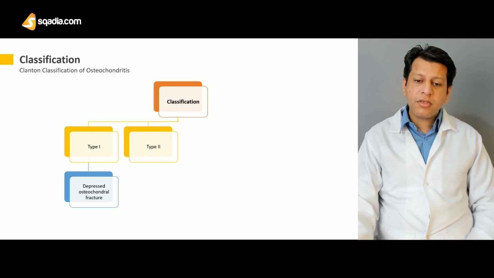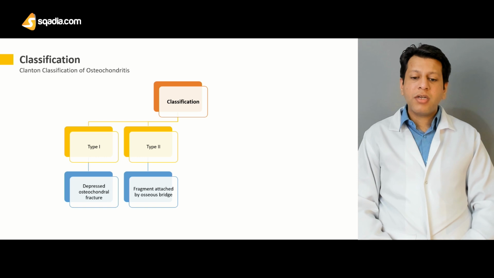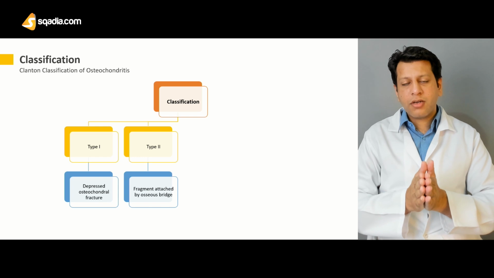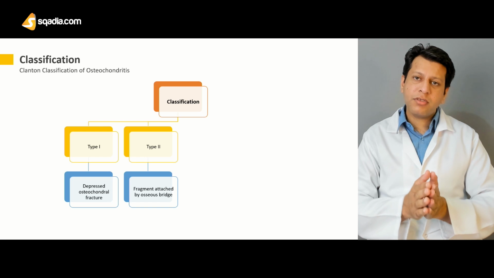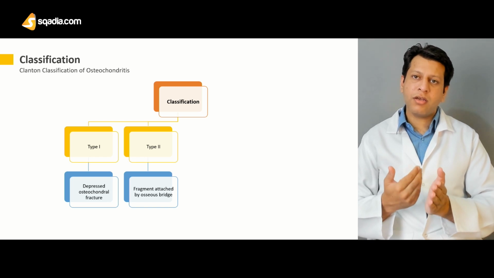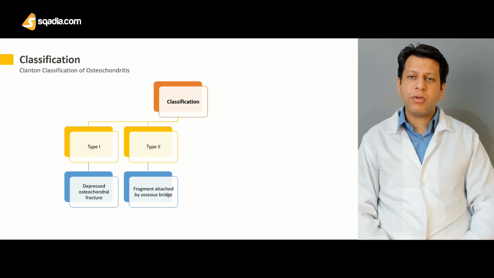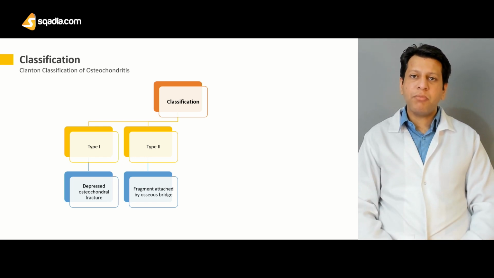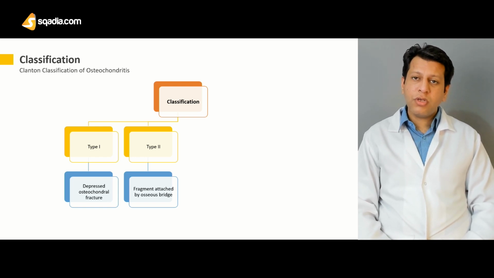From there, type 2 comes in. This is a slightly more advanced stage of the disease in which the fragment is attached by an osseous bridge. As you know, the cartilage and the subchondral bone are separating. Sometimes the subchondral bone also gets separated along with the cartilage, and there's a very small hinge or osseous hinge by which some part of the subchondral bone and cartilage is attached to the main femoral condyle. This is type 2, and usually when this happens, it is very clearly visible on the X-ray.